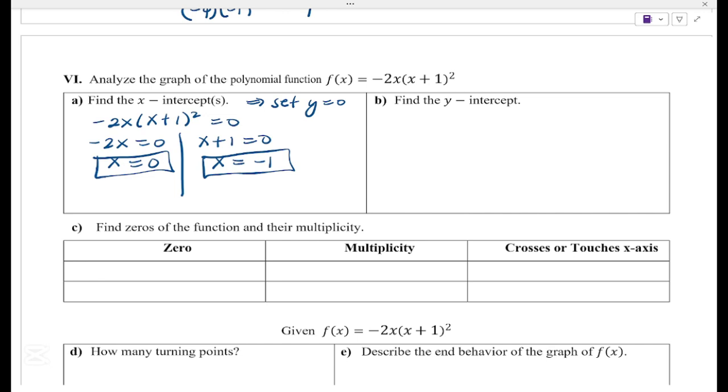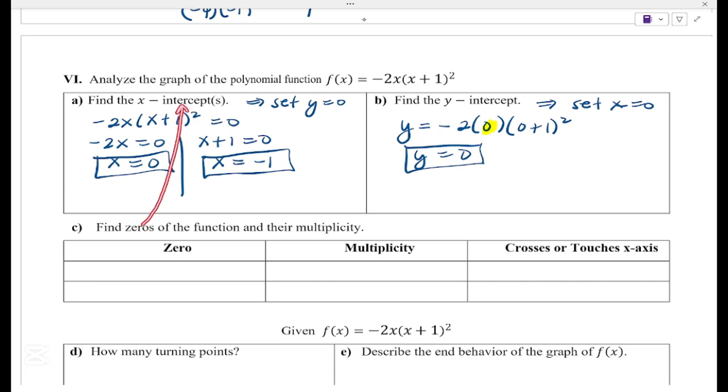And then for the y-intercept, we set x equal to 0. So we substitute 0 for x: negative 2 times 0 times (0 plus 1) squared. Since 0 times any number is always equal to 0, y equal to 0 is the y-intercept. Then for letter C, find the zeros of the function and their multiplicity. The zeros of the function are those values in the x-intercepts. So we can say that the zeros of the function are the x-intercepts, and these are 0 and minus 1.